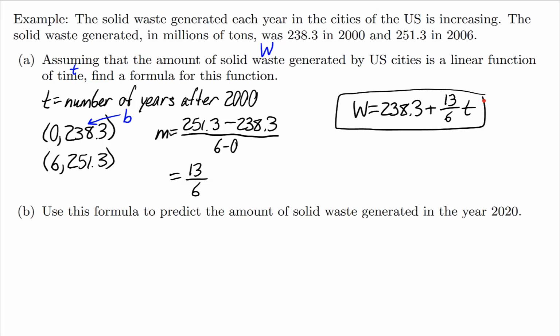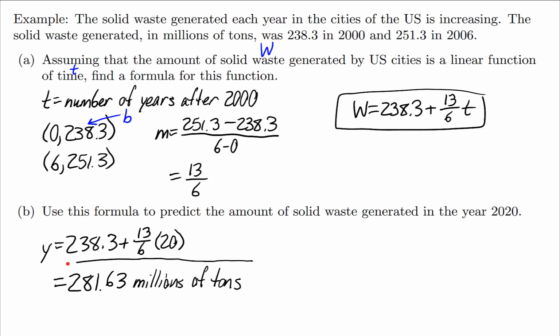Now let's use this to predict the amount of solid waste generated in the year 2020. Now here's some interesting insight. 2020, as you guys all know, was a very unusual year. So whether this prediction is correct would be an interesting thing to find out. To do this, I'll plug in 20 into my formula. 238.3 plus 13 over 6 times 20. If I run that through the calculator and approximate it a little bit, we'll get 281.63. And this is again in millions of tons of garbage.